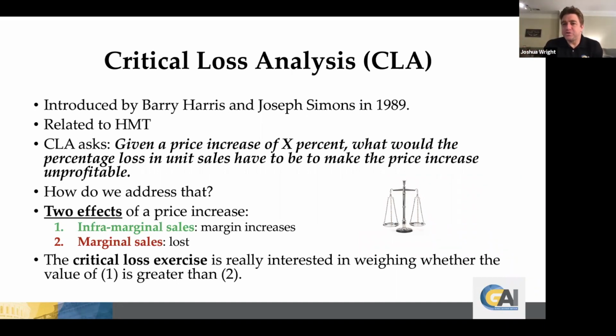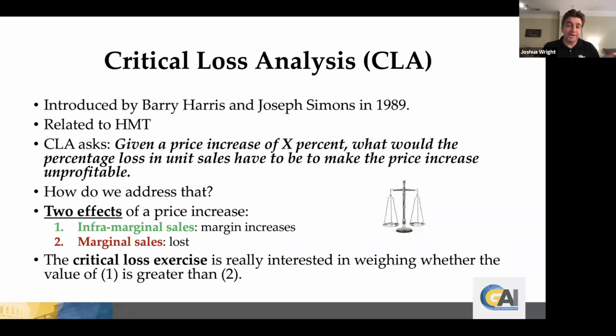And so we'll talk about one thing we can do with customer data. I think of this usually as a specific implementation of the hypothetical monopolist test, and you'll see why in just a second. Introduced by Barry Harris and now Chairman Joe Simons back in the late 80s, here's what the critical loss analysis question asks, and you'll sense the similarity to the HMT when you read this language. Given a price increase of X%, we could use 5 if you like, what would the percentage loss in unit sales have to be to make the price increase unprofitable?